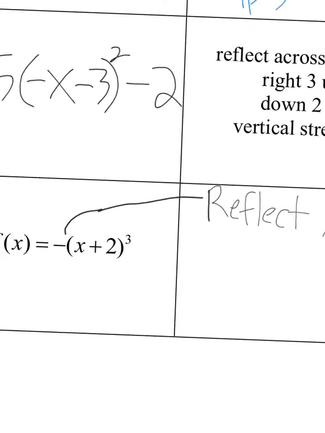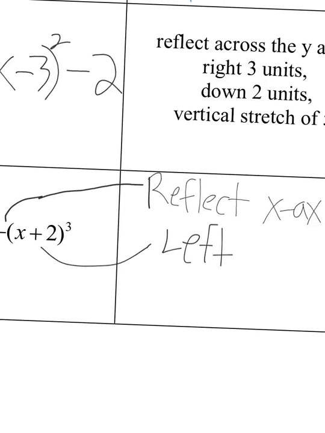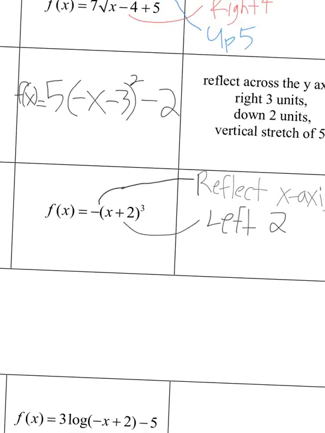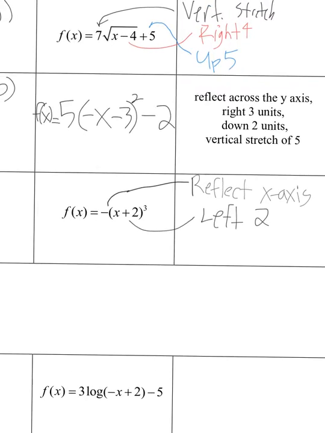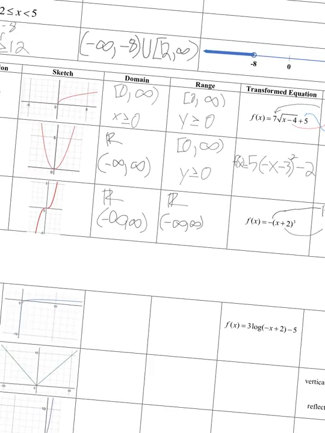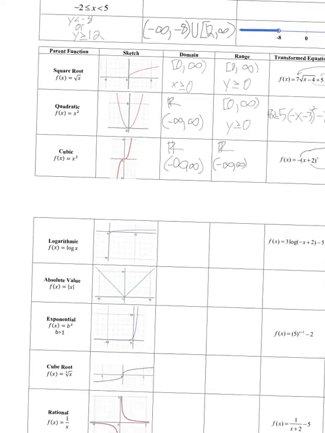And plus 2, that's on the inside, right? It's in parentheses, so that's going to go left 2. Remember, plussing goes opposite of what you would expect. I always tell people, inside stuff's left and right, so they think plus goes right, minus goes left. But nope, it's opposite of what you would expect. So plus goes left. And that's it for this first little bank.